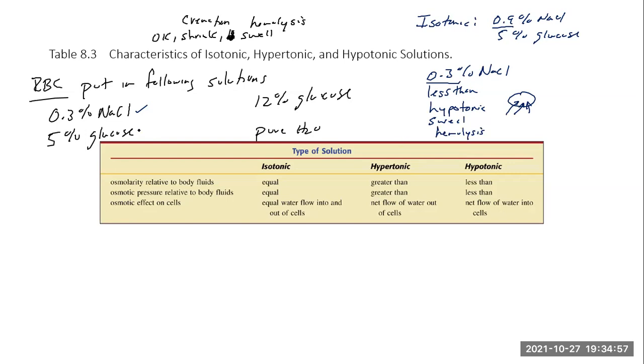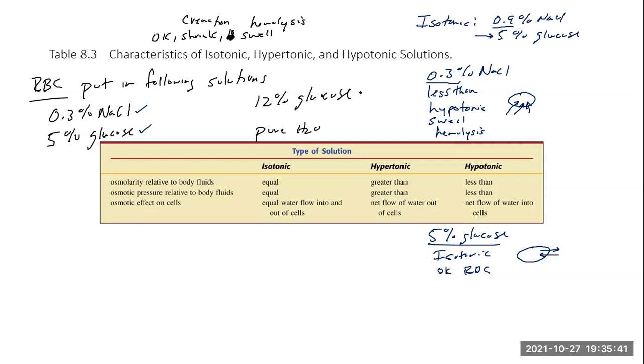If we look at 5% glucose, 5% glucose is an isotonic solution, which means that this solution is going to be okay. Our red blood cell, pretty much nothing bad's going to happen to it. Again, it's sitting in a solution that has basically the same osmotic pressure, which means fluid can flow pretty equally in and out of the cell, and nothing really bad's going to happen in that particular case. Any questions on that one there?